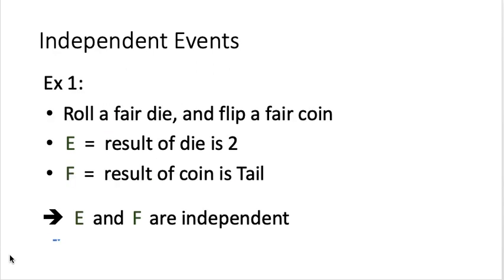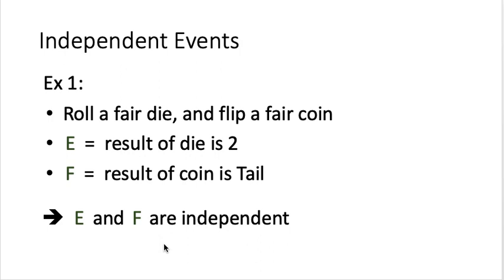So let's see some examples. The first one is, suppose that in our experiment we are doing two things. First of all, we are rolling a fair die, and then we will flip a fair coin. So the experiment will contain the result of the fair die and the result of the fair coin. Let E be the event that the result of the die is 2, and let F be the event that the result of the coin is a tail. Then obviously, E and F are independent.